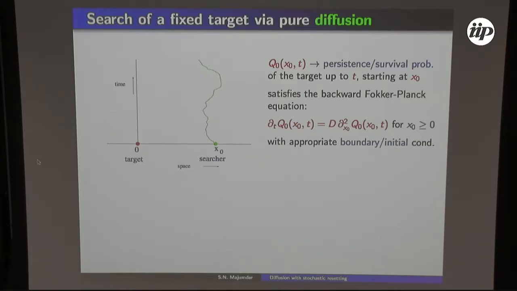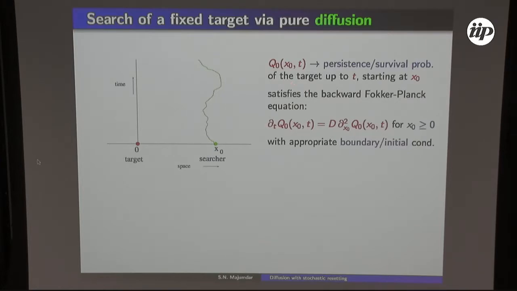So the time to find the target is just the first passage time. So how do you solve that? What you do is you just define the survival probability. So Q0, this subscript 0 means without resetting. I start at x naught, and I ask what is the probability that, starting at x naught, the target survives up to time t? That means up to time t, the particle still hasn't found the target.